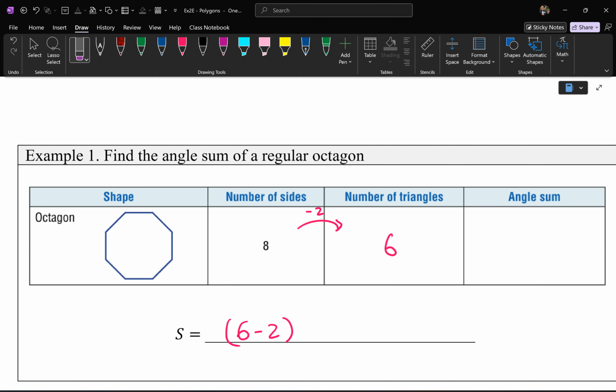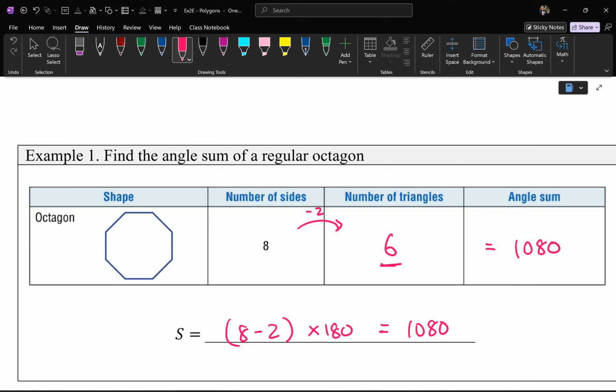And the rule was, if you know there's 6 triangles, to find out the angle sum, each triangle has 180. So you times it by 180. Now what's 6 times, oh sorry, that should be 8 there. What is 6 times 180 equal to? We got up to 5 before. 1080. Write that down.